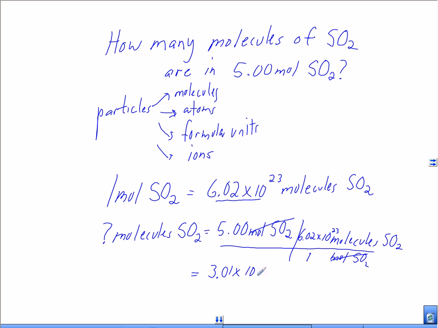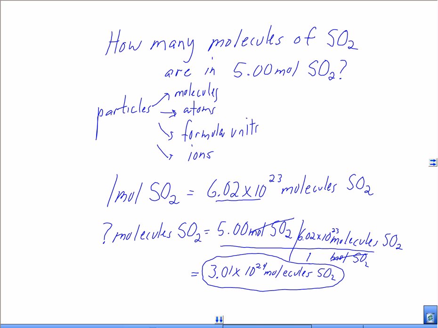times 10 to the 24th molecules of SO2. And there's my answer. Let me circle it here. 3.01 times 10 to the 24th molecules of SO2.